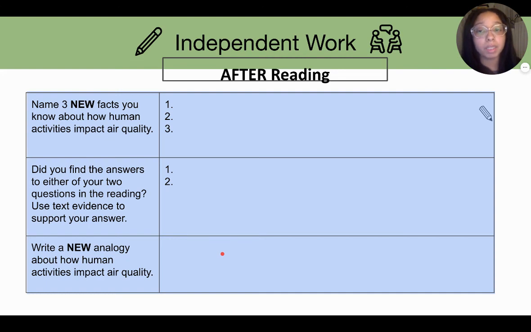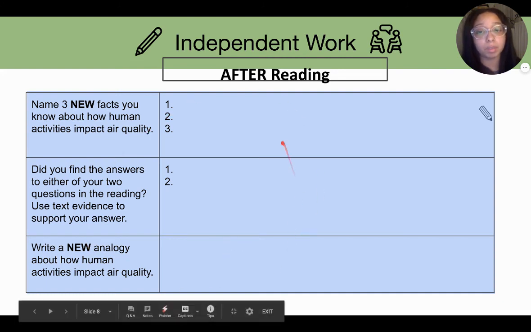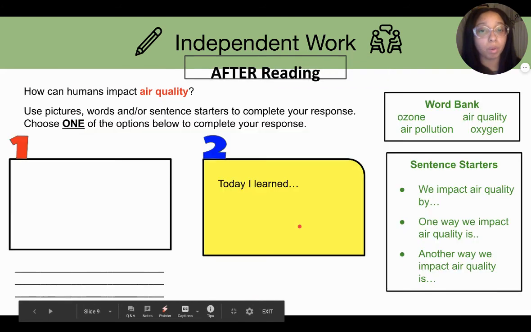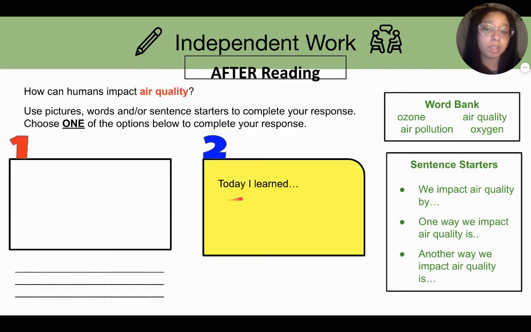Now you can complete the independent task that your teacher has provided for you. Or you can complete one of these two options. Here is the question you have to answer. How can humans impact air quality? You can use pictures, words, or sentence starters to complete your response for number 1.